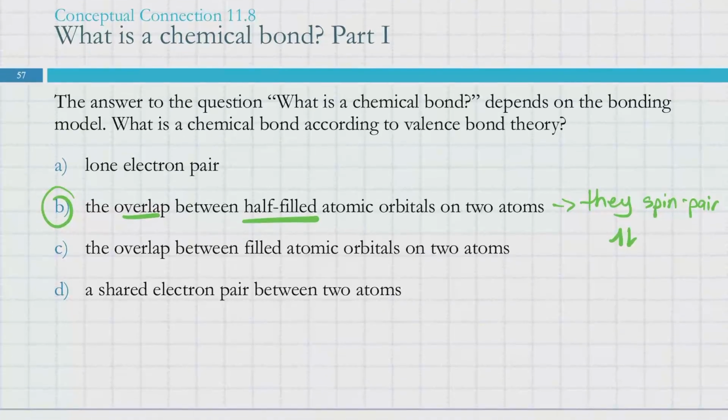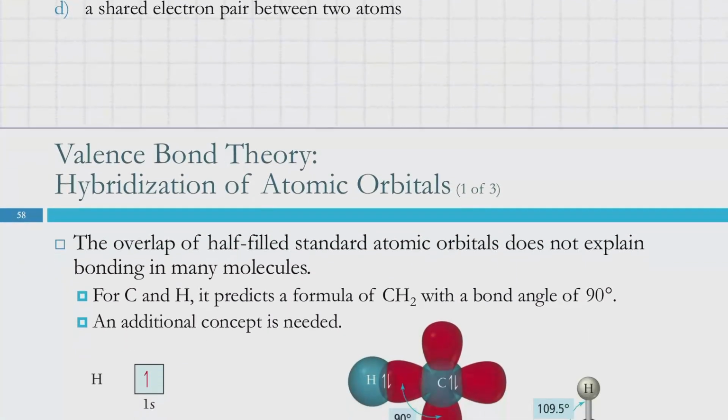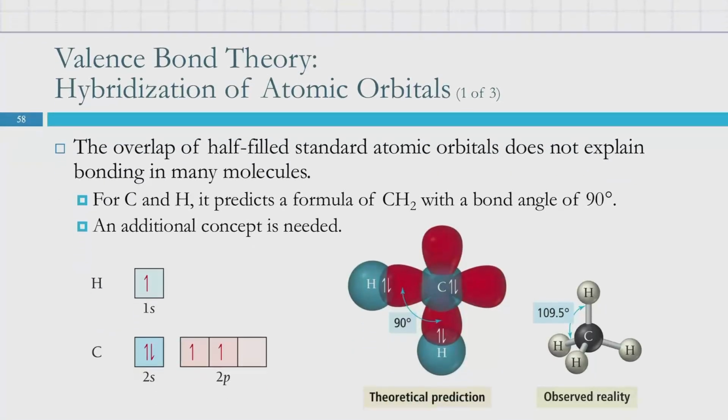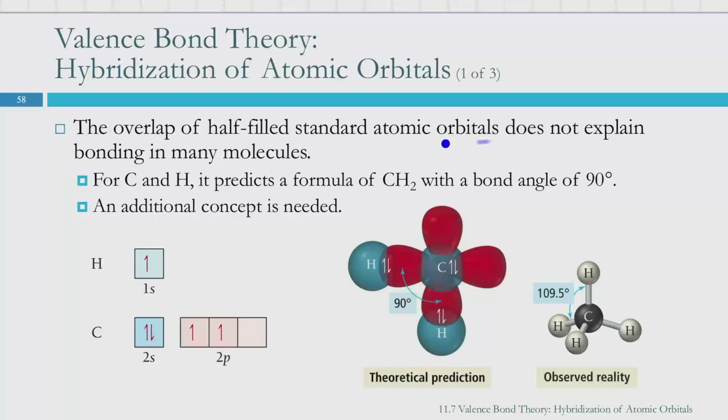However, this doesn't always work nicely. So the overlap of half-filled standard atomic orbitals does not explain bonding in many molecules. For example, between carbon and hydrogen, carbon has this orbital diagram. Notice that we've got two unpaired electrons. And so what we would expect, if it's half-filled orbitals overlapping, is that with two unpaired electrons, we can pair that with two other things.